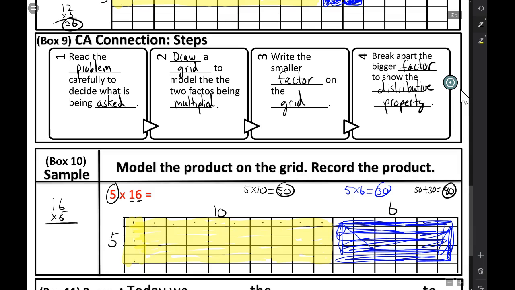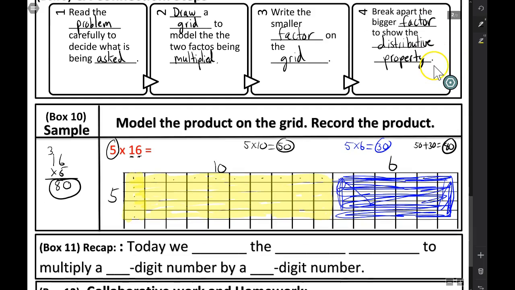And again, if we did this correct, I can always go back just to double check, write it in vertical form. 5 times 6 is 30. Put the 0 right here, put the 3 on top. 5 times 1 is 5, plus 3 is 8. I get the product 80. I did do it correct. Awesome, awesome.